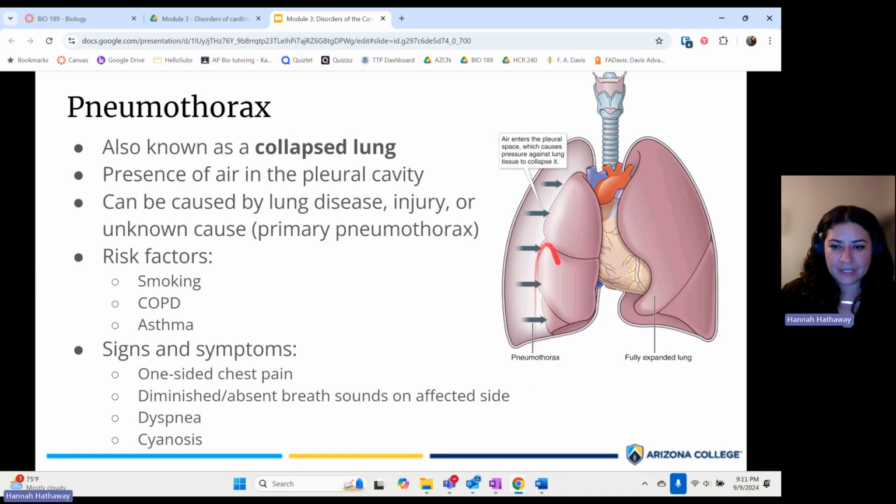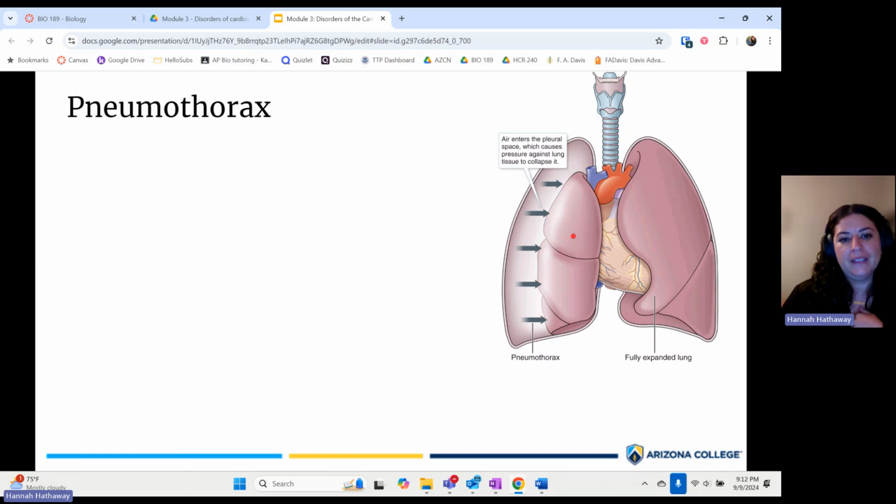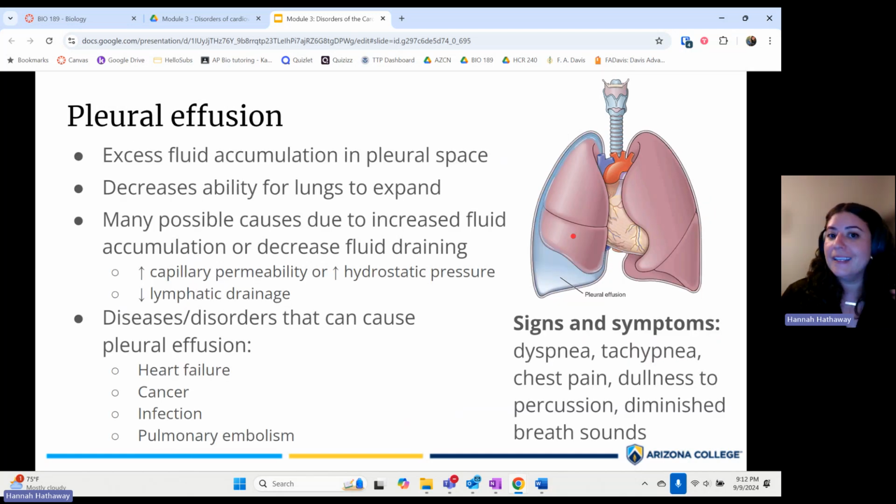Because a pneumothorax or a collapsed lung is caused by this increased air, this is also why one of the treatments can be essentially poking a hole to release that extra air. And then a lot of times the lung will just pop back out. For something like a pleural effusion, you can't just poke a hole. You're going to have to go in and actually drain that fluid. So it's a little more complicated to treat.